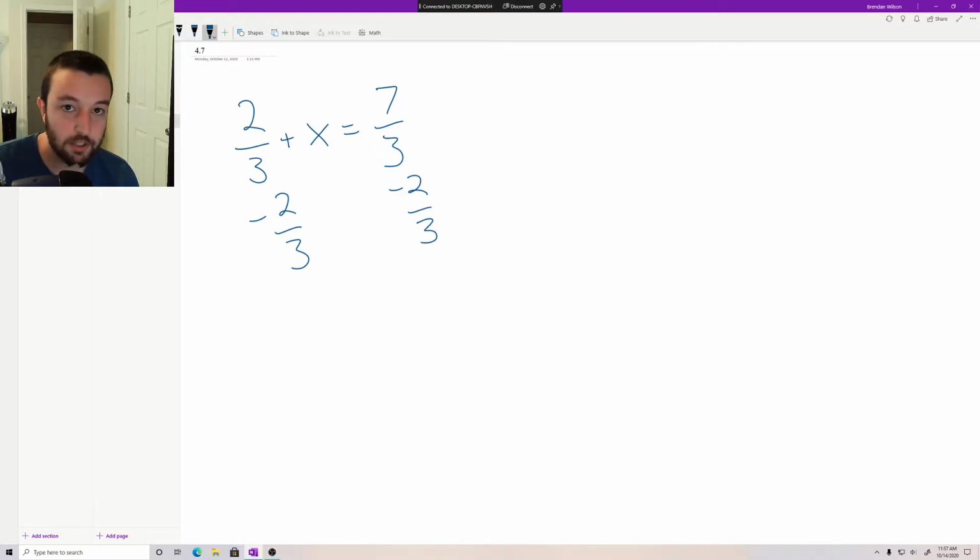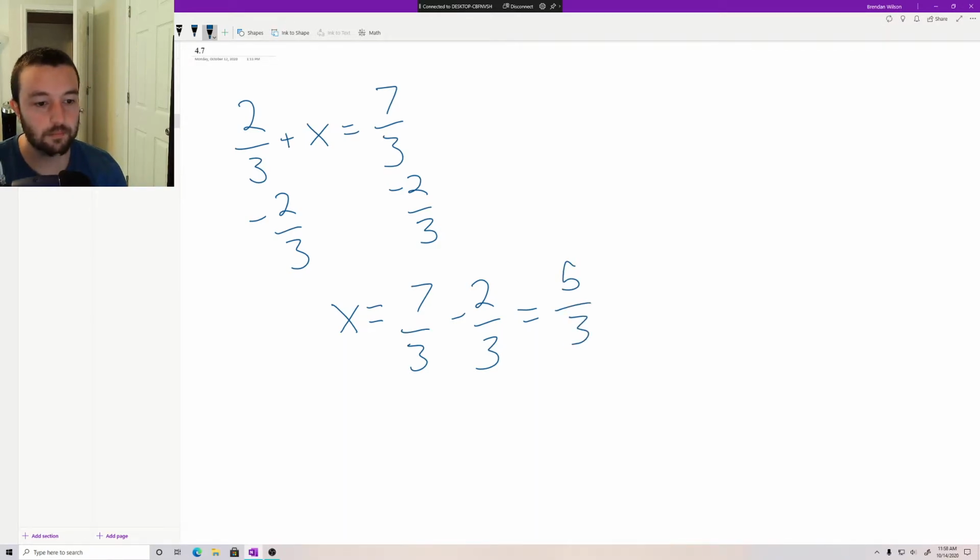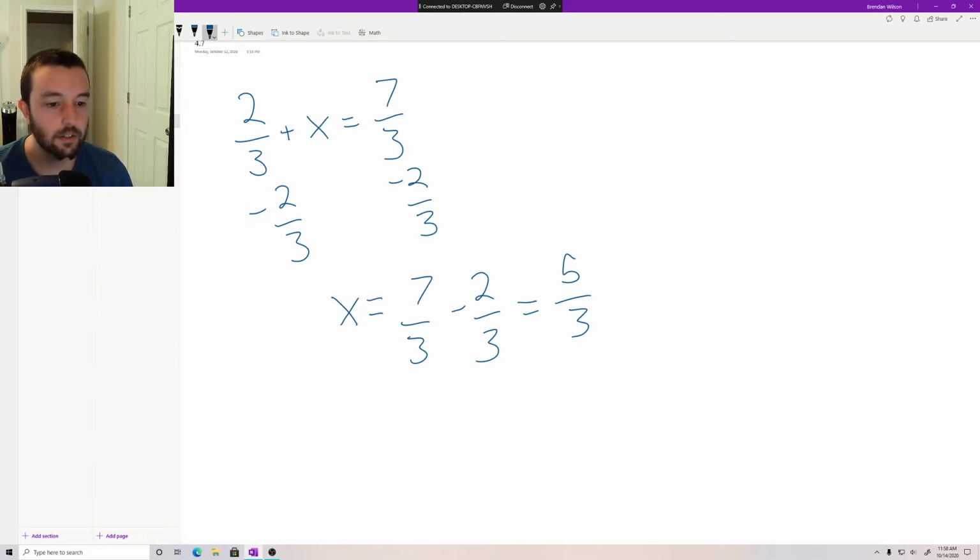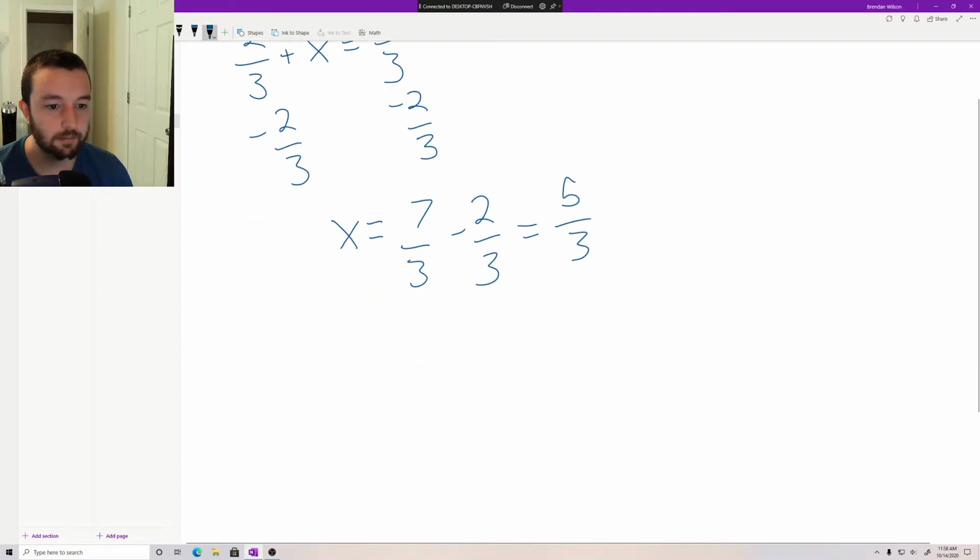Because 2/3 minus 2/3 is 0, so on the left side we just have x. Then on the right side we have 7/3 minus 2/3, okay? Which they already have the same denominator, so we just have to subtract the top and we get 5/3. Okay. So we end up getting 5/3 there.